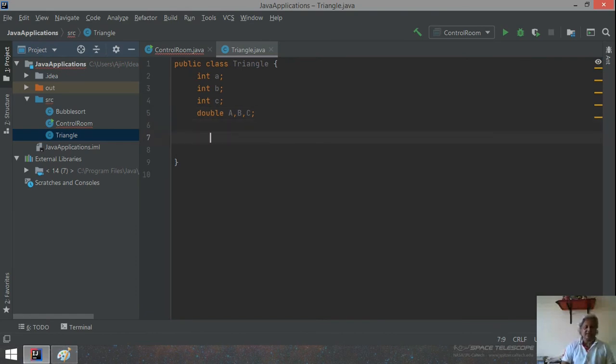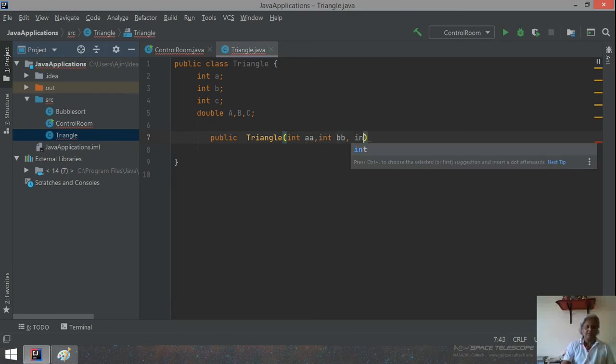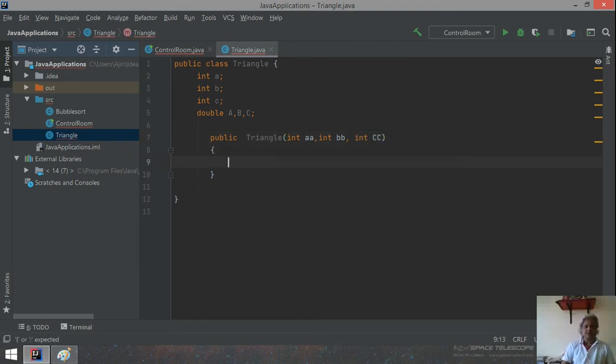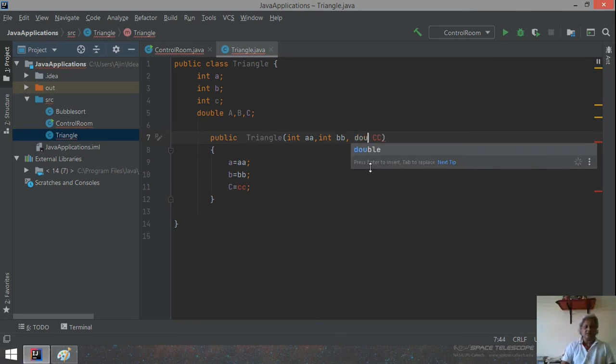So what I do is create a constructor, public triangle, and here I pass int AA, int BB, int CC. Then I'll store this value A as AA, B as BB and C as CC. Now I need to make this double, otherwise there will be an error.